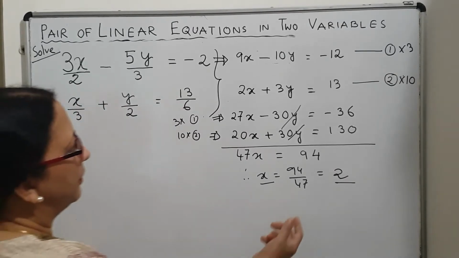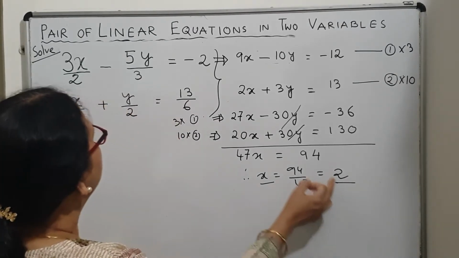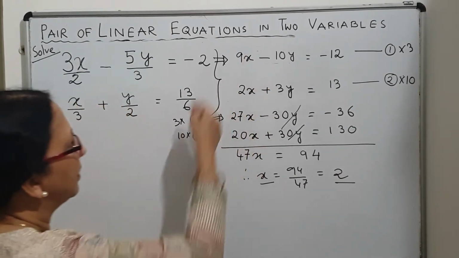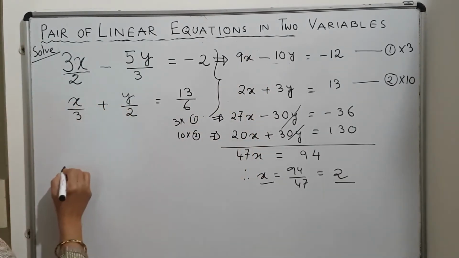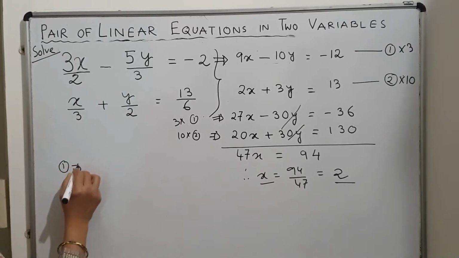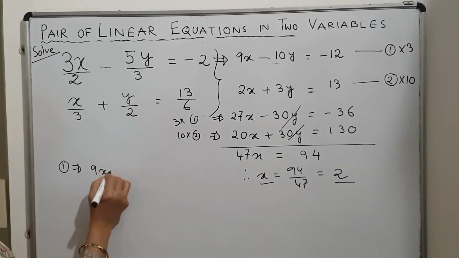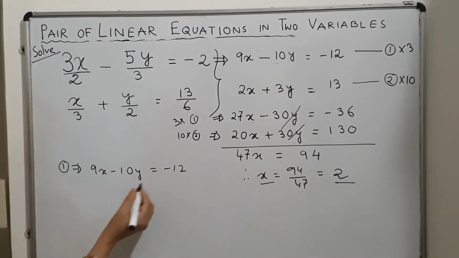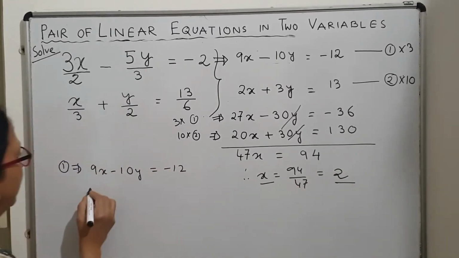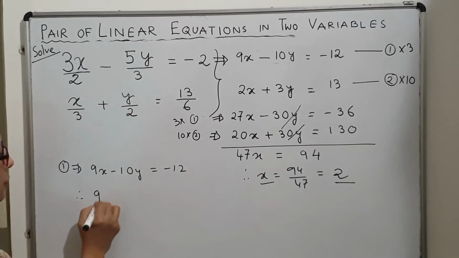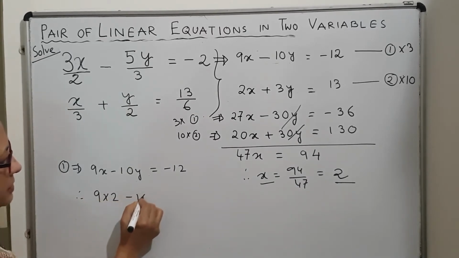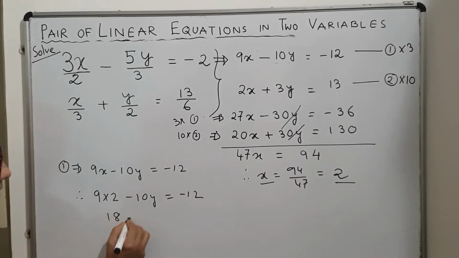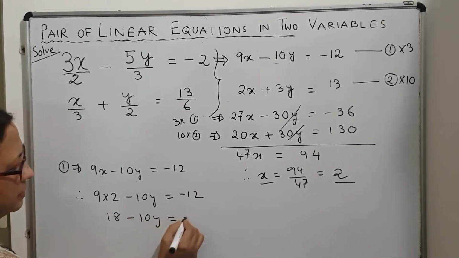Next, to get the value of y, you simply put the value of x in any one of the equations. Let us put it in the first equation. So what was equation 1? Equation 1, let me write it again: 9x minus 10y is equal to minus 12. So x is equal to 2, I'll put this value here. Therefore 9 into 2 minus 10y is equal to minus 12. 9 twos are 18, minus 10y is equal to minus 12.